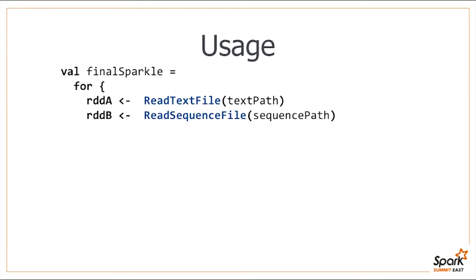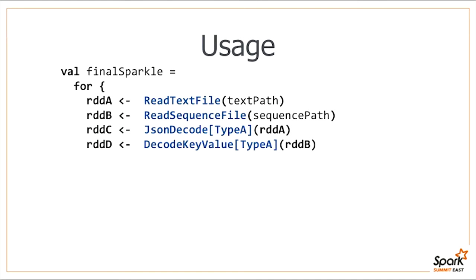You pass in the path, you get an RDD of B. Next thing you might want to do is your RDD of A that you read earlier is of type string or type JSON. And eventually, you want to convert it to some type A that you want to use for the rest of your calculation. So you JSON decode that. You take JSON decode Sparkle. You feed it RDD of A, and you get RDD of C in return.